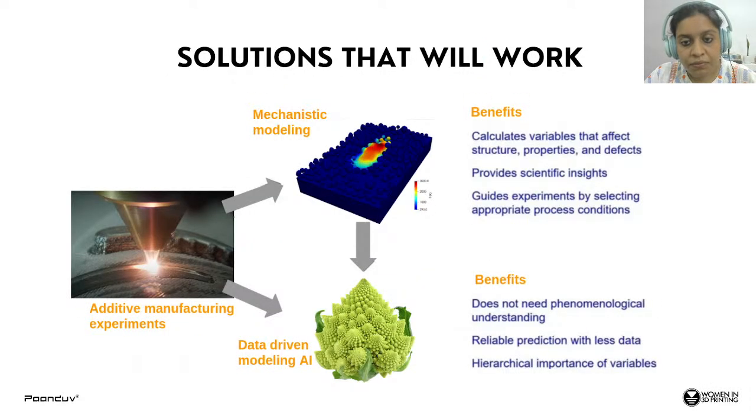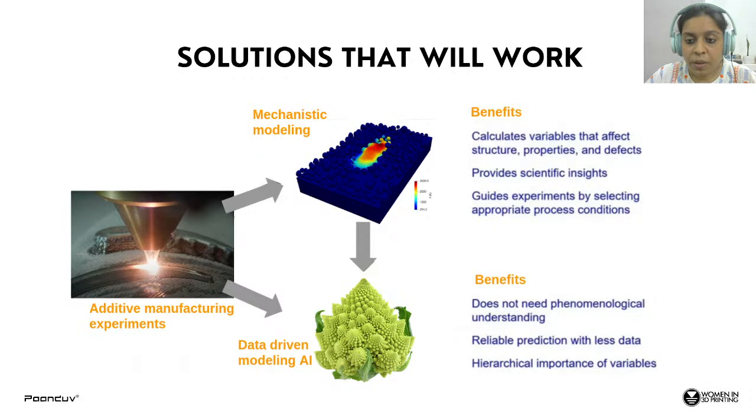The simulation that will work will be an integration of mechanistic modeling with data-driven modeling, because you are combining together the best of both worlds. On the mechanistic modeling side, you are taking advantage in terms of calculating the variables that can affect the structure, properties and defects. It can give you deeper insights on the physics side. It can guide your experiments when you have the dominant process conditions.